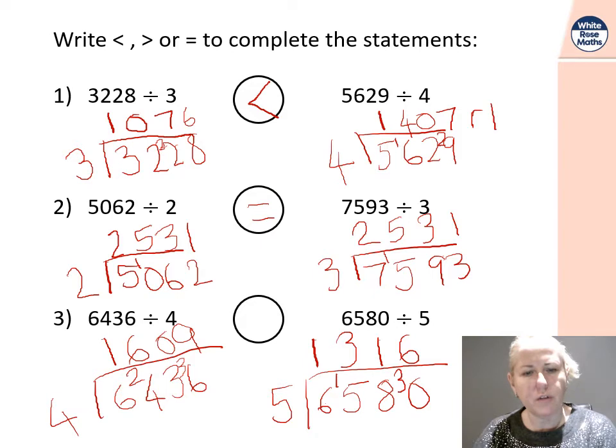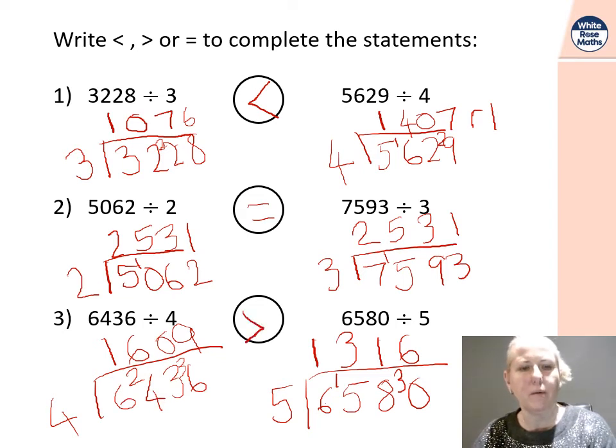So 1,316. So I can see that this side is my greater number. If it's the greater number, the crocodile eats the greater number, so it's going to go that way around. I hope you did well with that starter. Let's move on to our main learning for today.